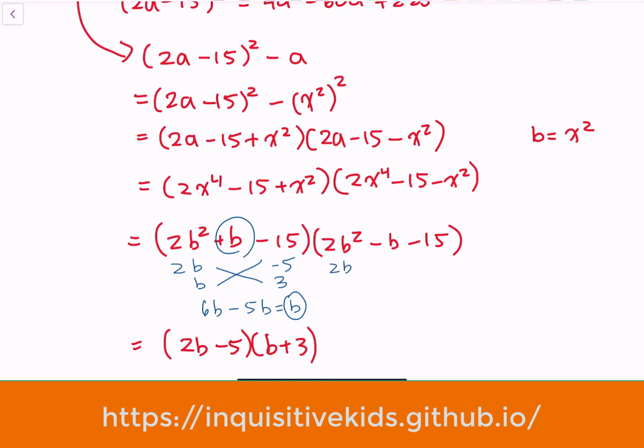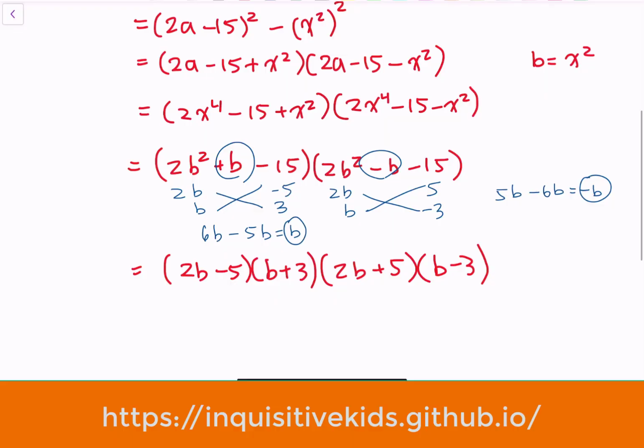Well, the 2b is still equal to 2b times b, and now the negative 15, we can rewrite it as negative 3 with the b, and the positive 5 with the 2b. So now when we cross multiply, we get a 5b minus a 6b. That is indeed equal to negative b, same as what we have in the middle. So our quadratic factors out to be 2b plus 5 times b minus 3.